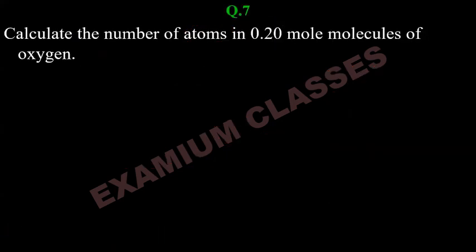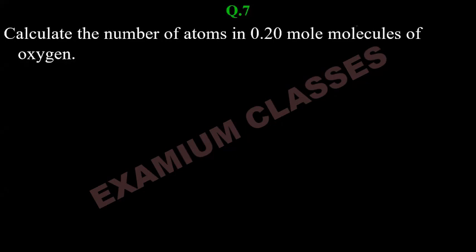Next question. And just these simple concepts you need to learn. Once you can learn the simple concepts, the complex concepts are nothing but the mixing of these simple concepts, nothing else. Okay. Calculate the number of atoms in 0.2 mole molecules of oxygen.